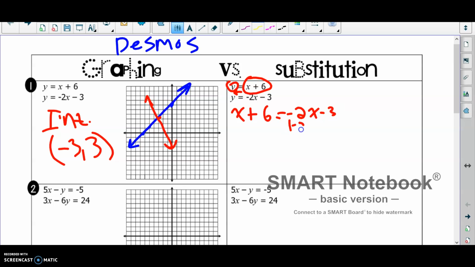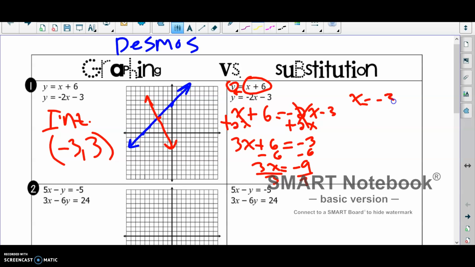So I add 2x to both sides. Those cancel. Add 2x over here. So I have 3x plus 6 equals negative 3. Subtract 6. 3x equals negative 9. Divide both sides by 3. Then we have x equals negative 3.